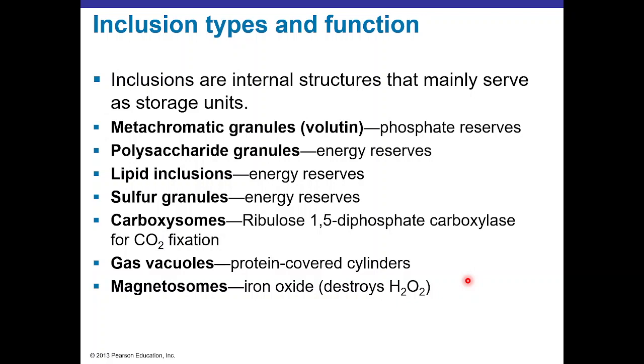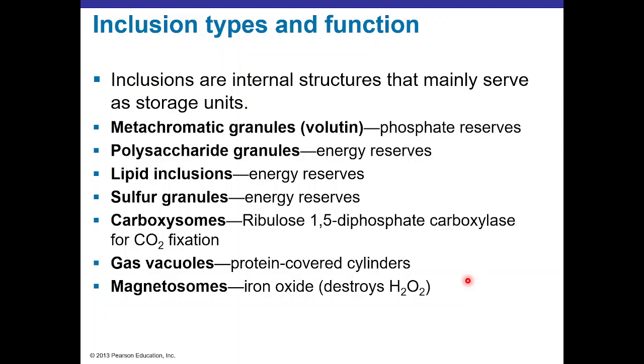Along with this cytoplasm, the bacteria not only has these ribosomes, but they also have inclusions, which are like little pouches or internal structures that the bacteria uses to store energy most of the time. Some bacteria like phosphate groups, so they use metachromatic granules, or volutin, to store phosphate. Some of them use polysaccharide granules in which they store glycogen. Some of them store fats, so these will be lipid inclusions. Some of them store sulfur because they use sulfur for making energy.